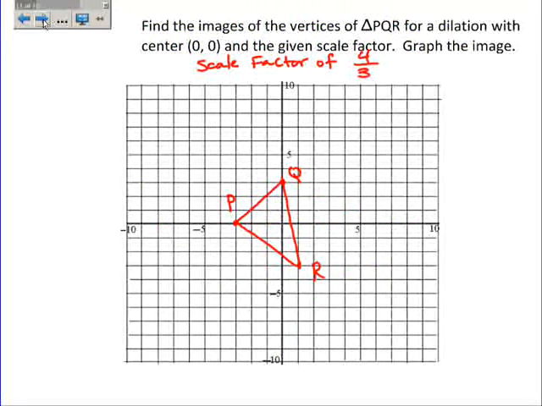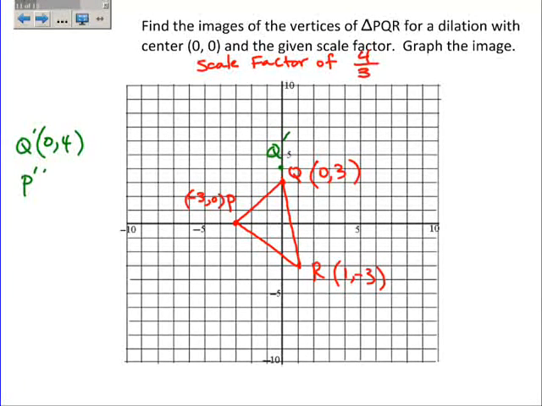One more, just to let you know that you can still do it with fractions. It's the same idea. I'll write the coordinates of Q, which are 0, 3. Coordinates of P are negative 3, 0. Coordinates of R are 1, negative 3. If I take each coordinate and multiply by the scale factor, I'll have the coordinate for the image. So Q prime is 0 times 4/3 is 0. 3 times 4/3 is 3 times 4, which is 12, divided by 3, which is 4. So Q prime is 0, 4. It's right here.